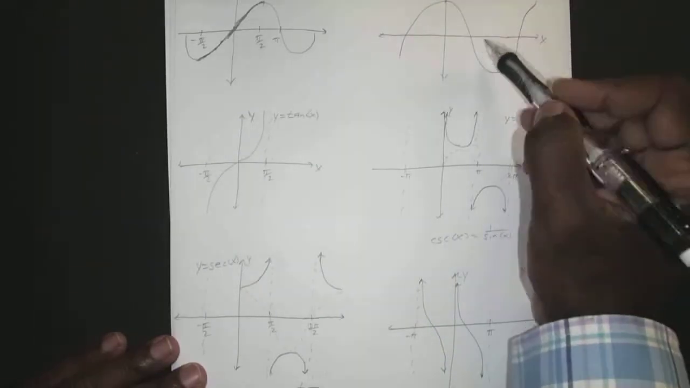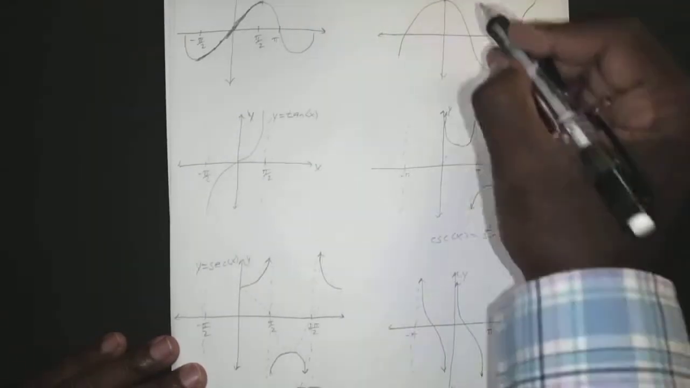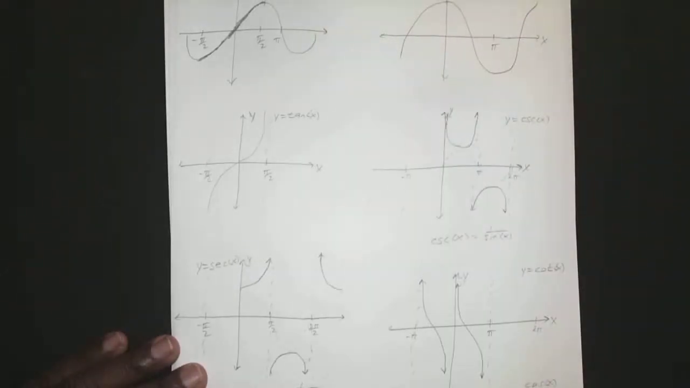Same thing for cosine. If you go from, say, 0 to pi, it's strictly decreasing.